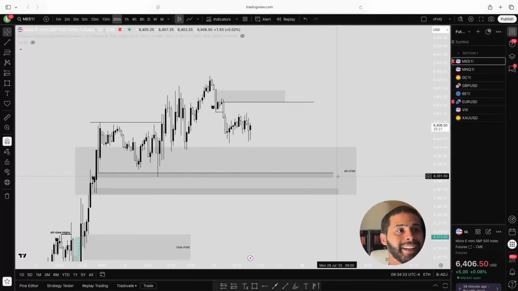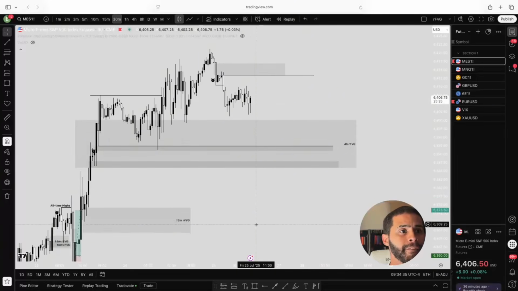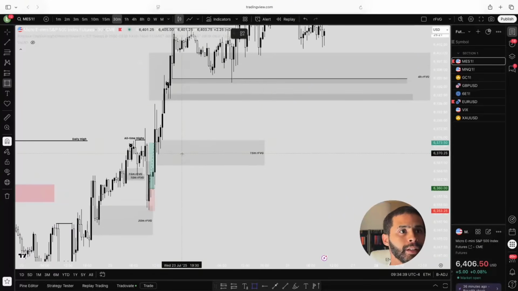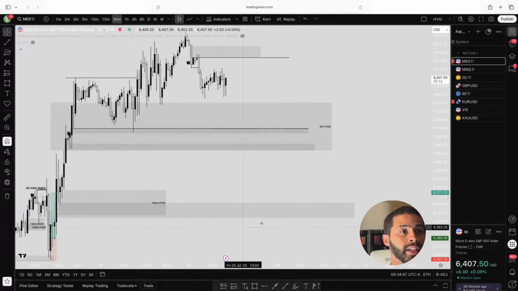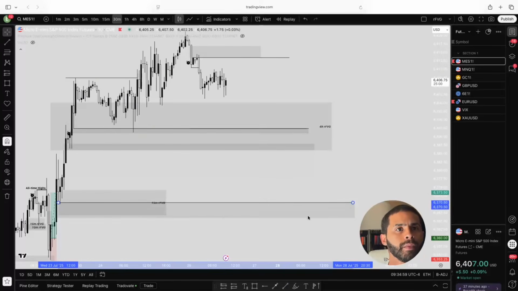All right, now let's go back down. I feel like I found some good levels. We actually also have another 30-minute fair value gap here. I'm not sure if there is news today, so I don't know if this will hit. But if it does come back down here, I am interested in that. So we'll go ahead and we'll set an alert there. Look to buy.